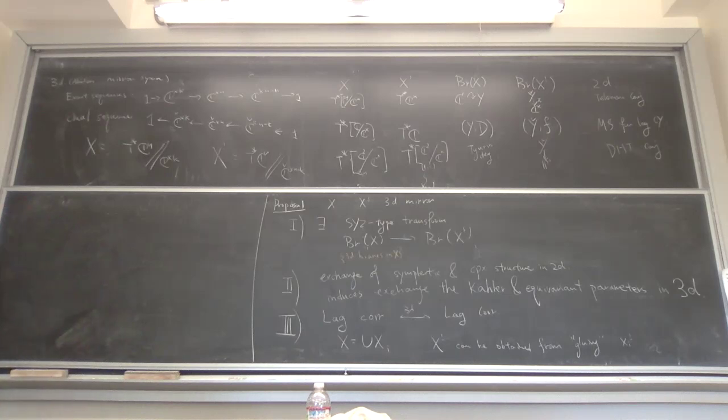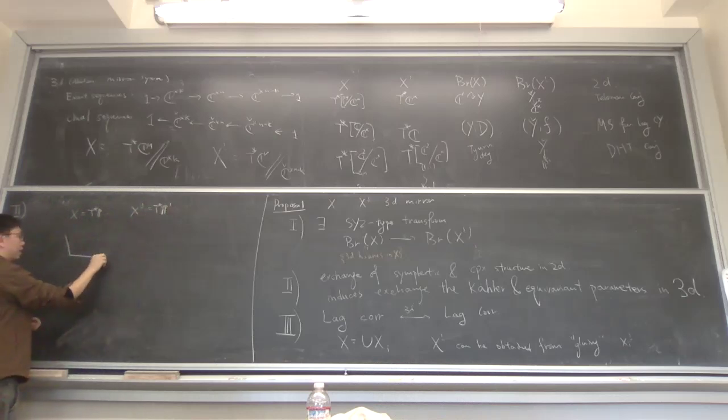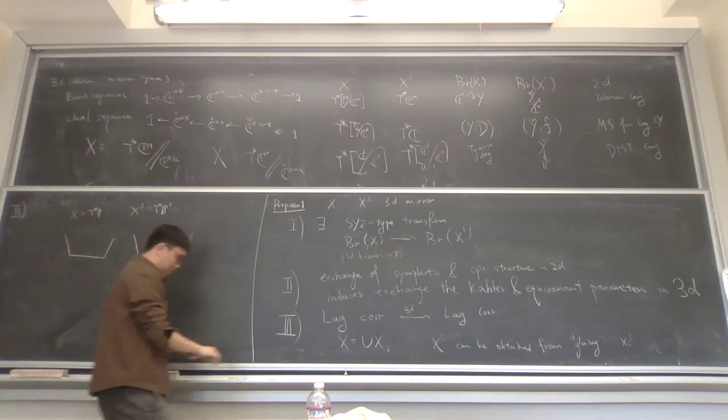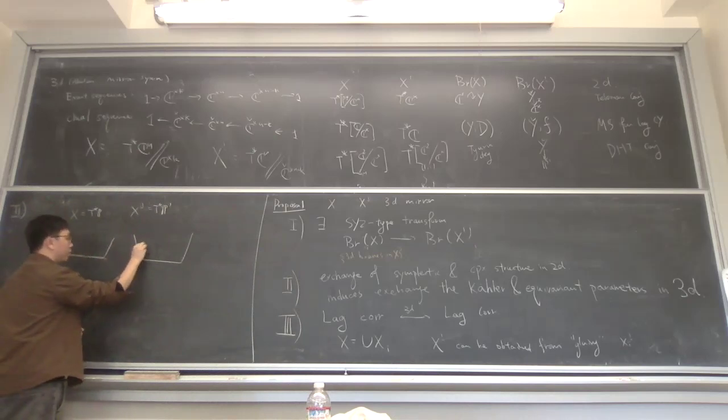Yeah, although the abelian part may not be that interesting. Okay. So for point 2, let's consider the case where X is T star P1 and its mirror is also T star P1. Okay. And this is the Hanany-Witten picture for T star P1. So in our transform, this zero section will be mirrored.